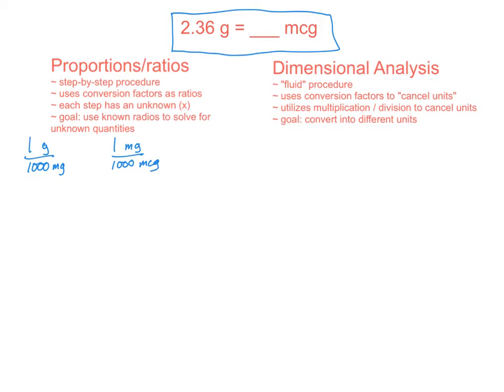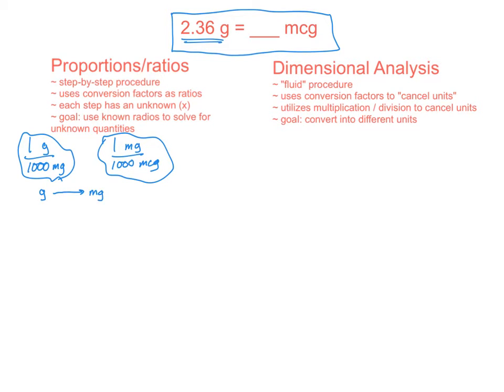So what I'm going to do is to use these facts. These are ratios that I know to be true. These are known relationships here. And I want to use them to solve and to convert or figure out what 2.36 grams is. So what I'm going to do first, I'm going to change the 2.36 grams. I'm going to first convert that or find the unknown quantity in milligrams.